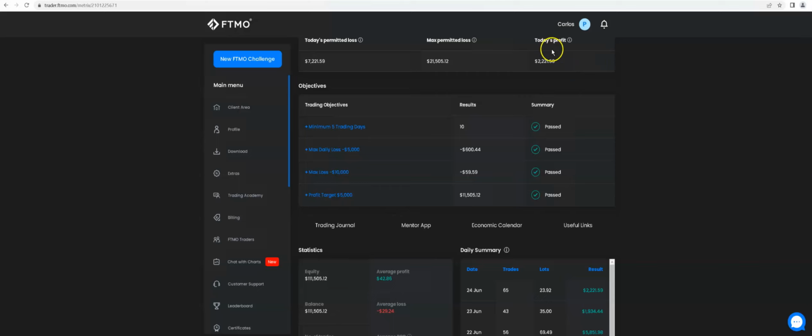So, as you guys can see today, we did $2,221.59. June 24th, we did 65 trades. We traded 23 lots. So we cut down basically our fixed lot. We also cut down our max lot.